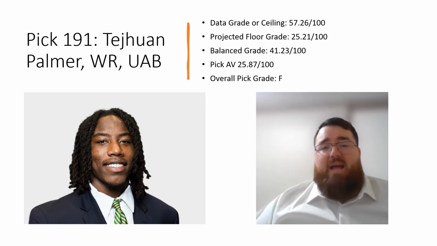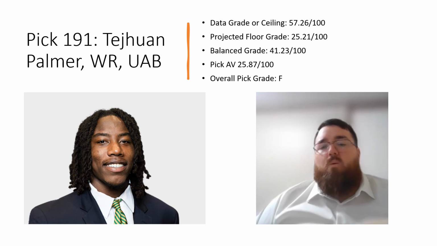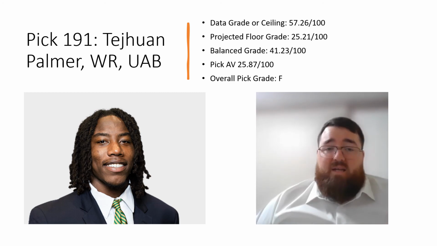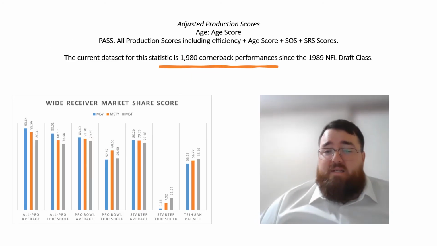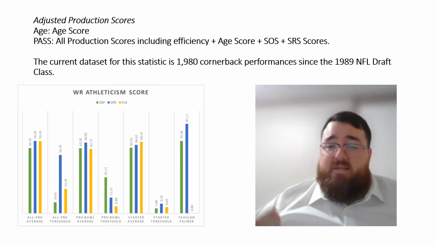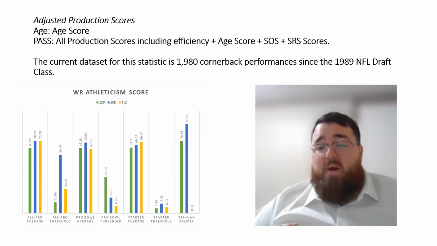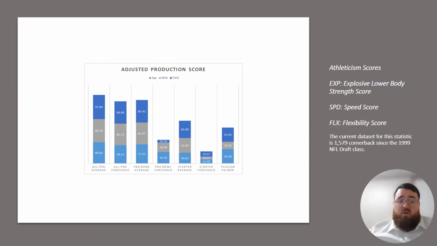Overall pick grade would be an F, and that's again just mostly has to do with what he might become at the next level. It is very unlikely he's going to outperform his draft status and his data grade, with both those things being so low. Getting to his production, pretty much above average, but nothing elite or starter level here. Taking a look at his efficiency scores, he did have good efficiency. Athleticism-wise, he did have near elite speed and above average explosiveness, though, but his adjusted production was below the starter averages at the position.